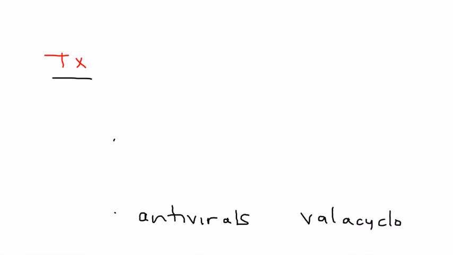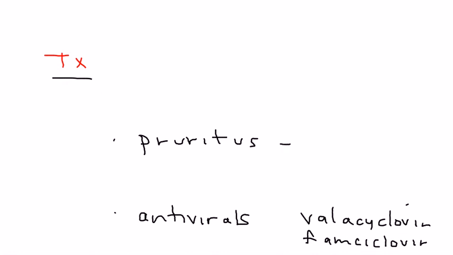Treatment. There's really two cornerstones to treatment. There's treating the virus with antivirals, so medications like valacyclovir or famciclovir. And then the other part is, of course, treating the pruritus, because that's a very significant part of the rash, and that's usually done with antihistamines. And you're not only trying to relieve the symptoms, but you're also trying to prevent secondary bacterial infection that can happen when a person is itching profusely.